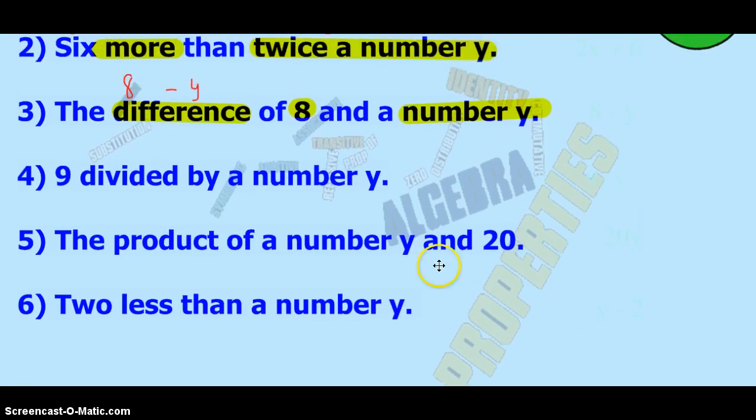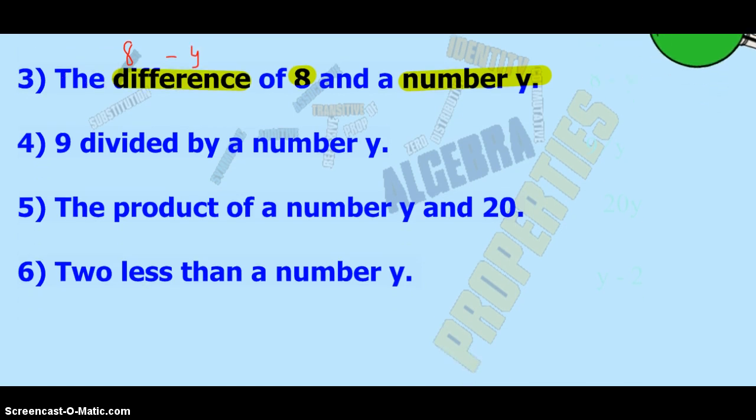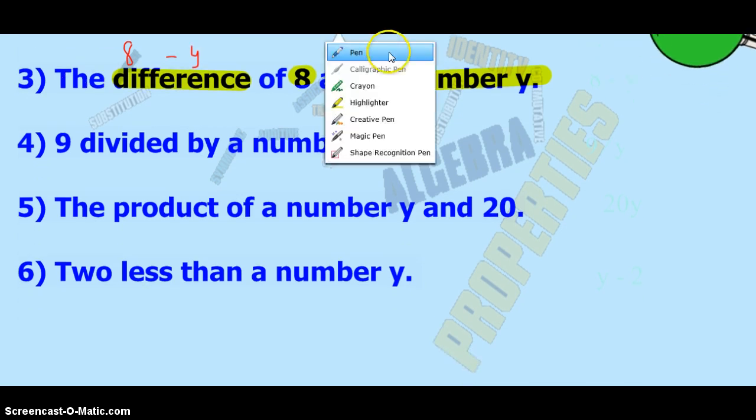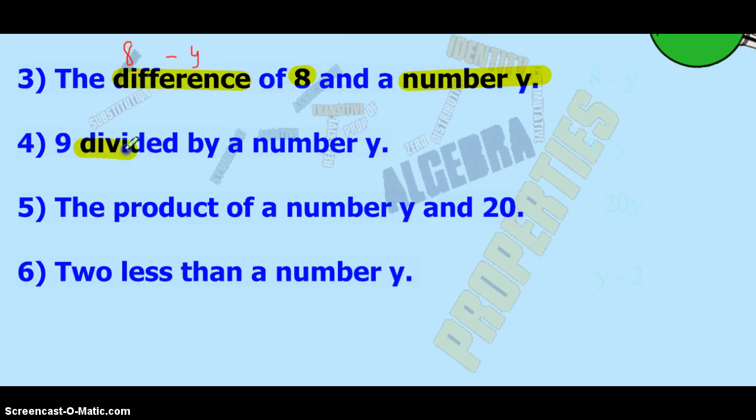Let's do 4, 5, and 6. So number 4 says 9 divided by, that was easy, a number, which is y. So I'm going to say that my problem might look something like this. 9 divided by y. And also remember that you might also see it written in fraction form. So 9 over y. Let's go on and look at number 5 before we check our answers.